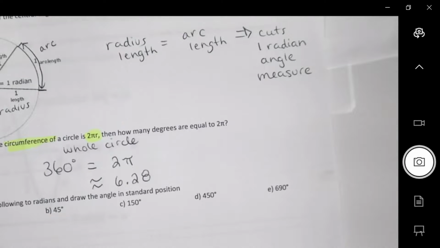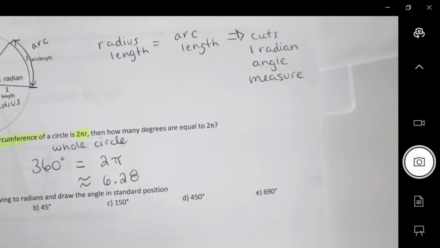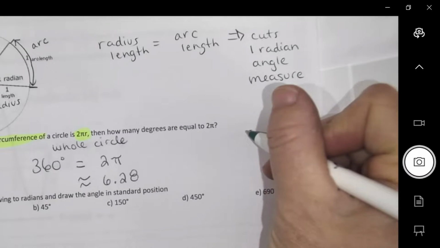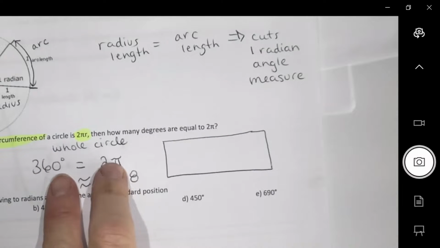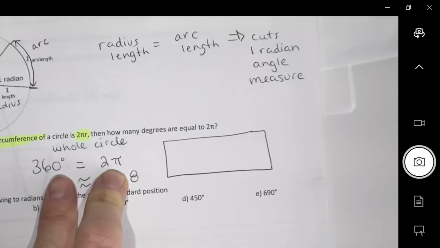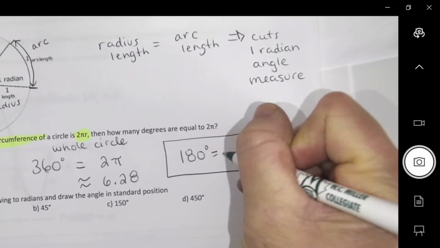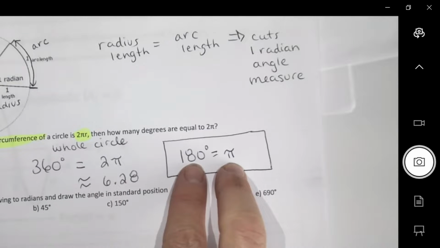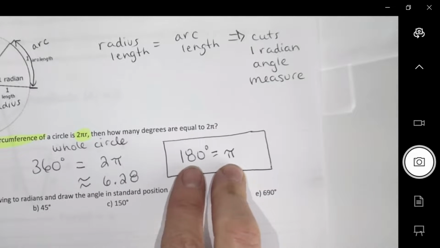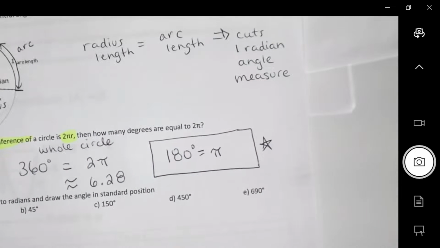Okay, here we go. Actually, let's change something here. Are you okay for me to make a universal conversion here? If I take both sides and I divide them both by 2, this is 180 and this is pi. I just took that understanding and I divided them by 2, both sides. This is going to be our universal conversion.